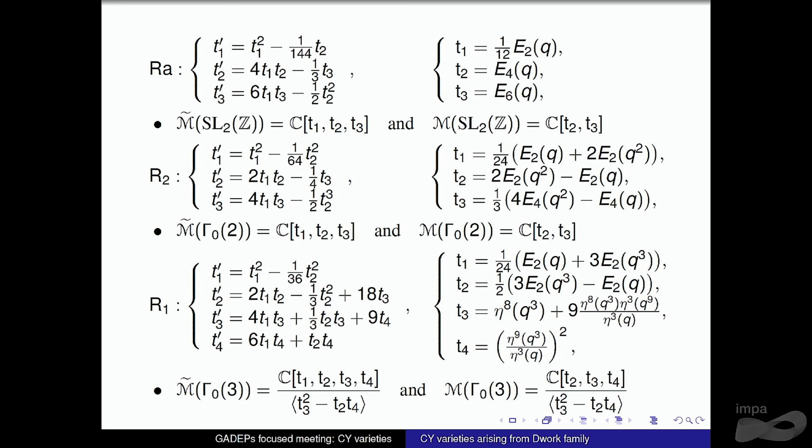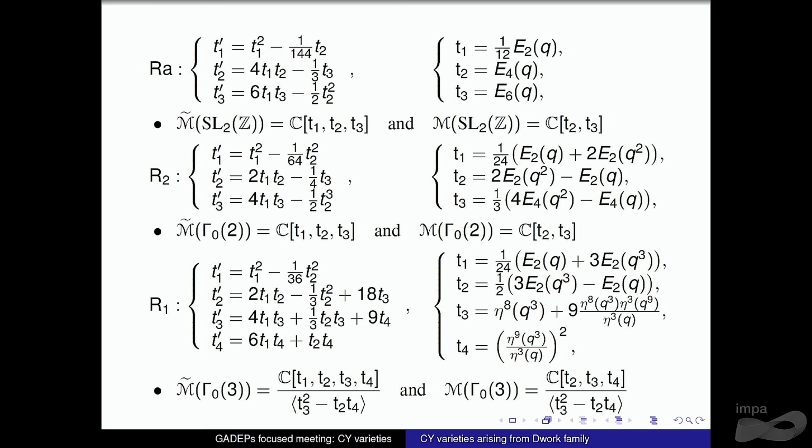Yeah. But the reason is that this one is Ramanujan's, and it comes from a family of elliptic curves that Hossein worked on first, and then R2 and R1 come from the Dwork family. I will explain in the second part where these two systems come from, okay?